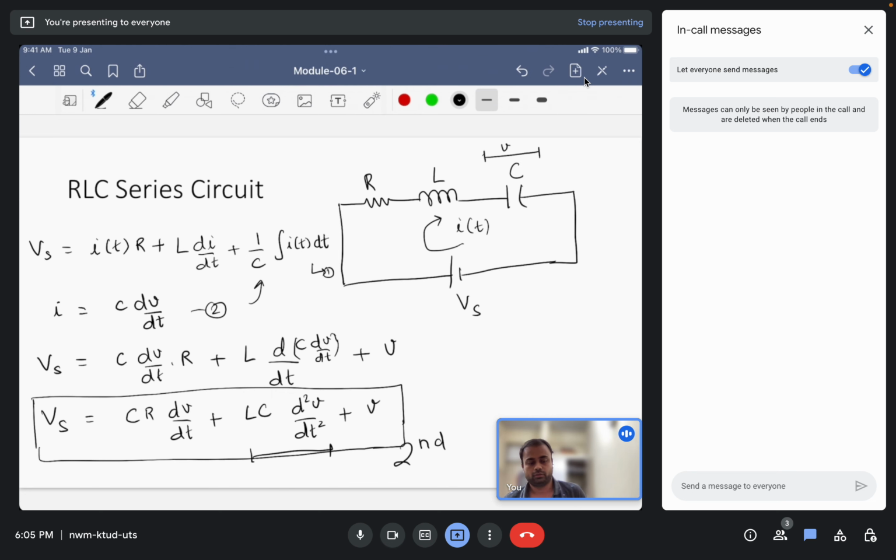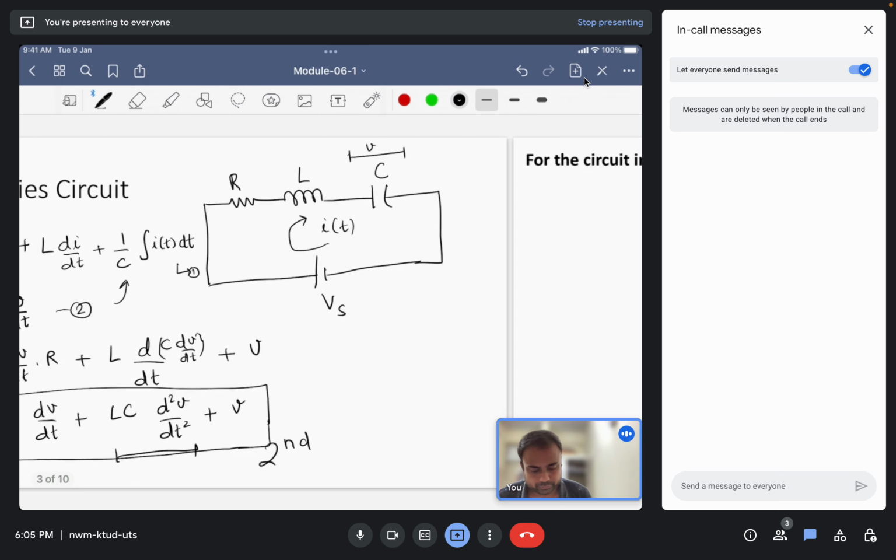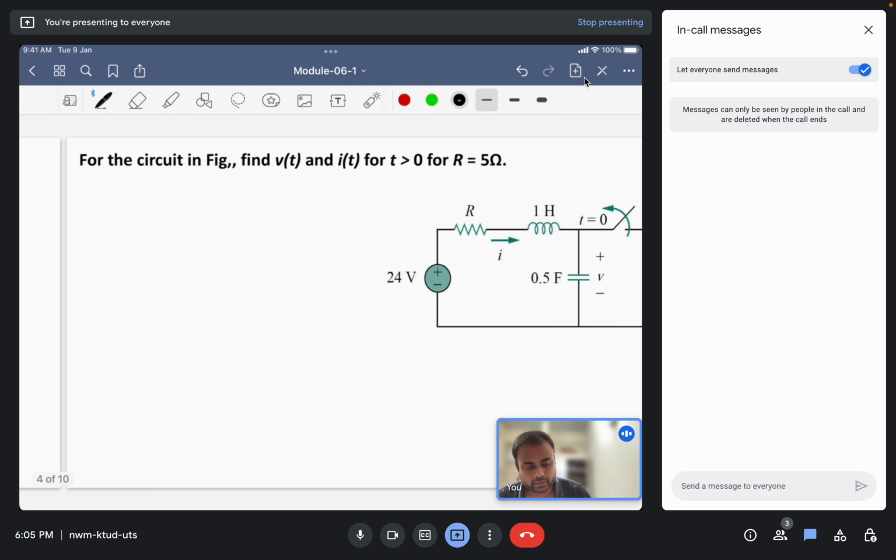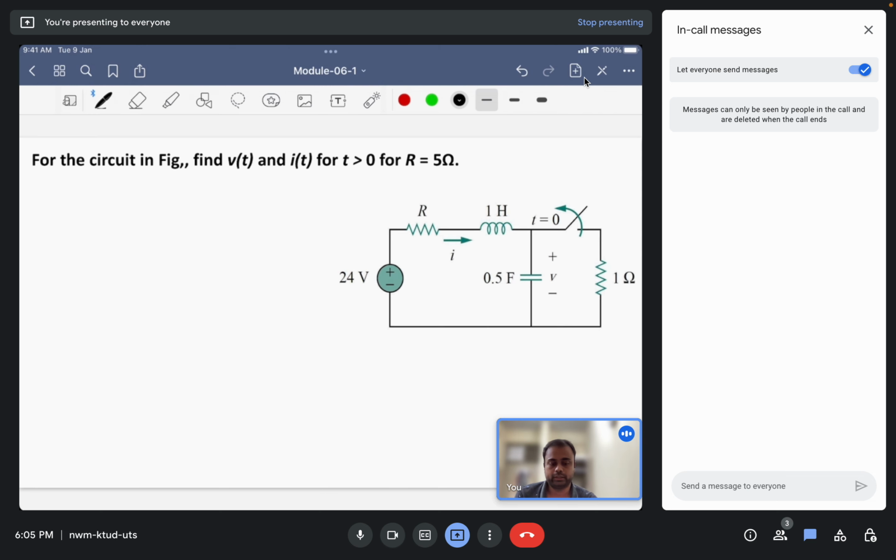We can do this by solving a problem. Let us say there is a given circuit, and for the circuit in the figure, we have to find the voltage drop across the capacitor as a function of time, and also the current passing through the inductor, for t greater than 0. The resistance R here is 5 ohms.